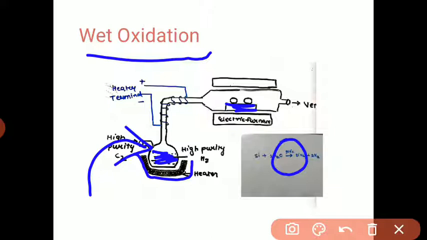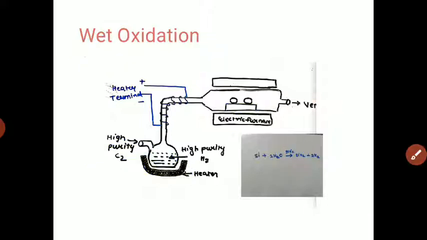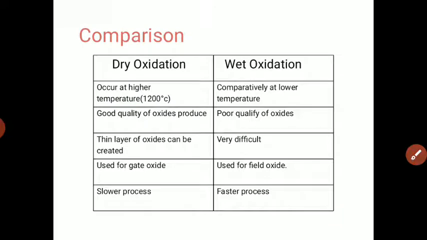So what happens at that temperature, water converts into vapor and reacts with the silicon and creates an SiO2 layer on top of the silicon. So this is all about wet oxidation. In this type of oxidation, the impurity in the oxide is very high and also a very thick oxide layer can be formed. So now let us understand the difference between these two types of oxidation process.